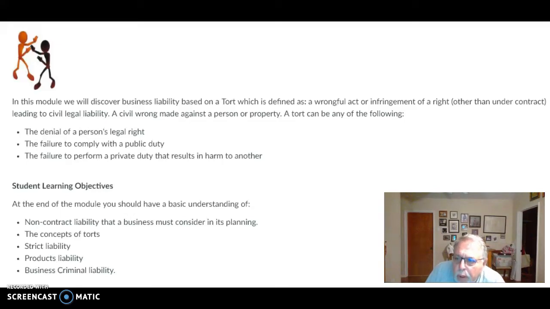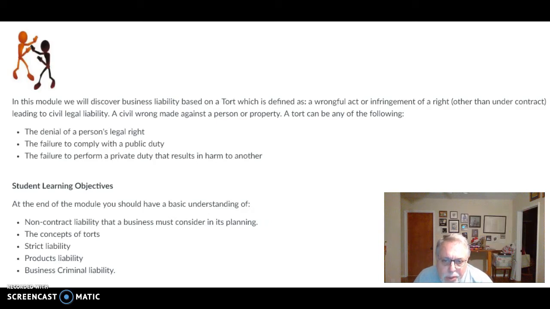In Module 4, we're going to discover how a business may be liable on a theory of torts. Now, torts is defined as a wrongful act or infringement of a right other than a breach of contract. Contracts are what we studied in Module 3. We're now looking at civil liability based on something other than a contract.